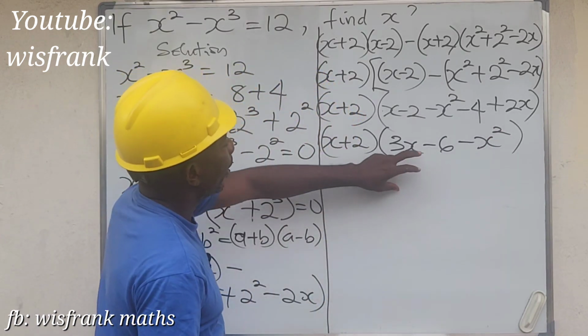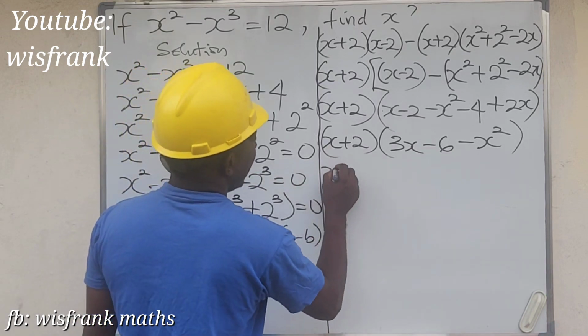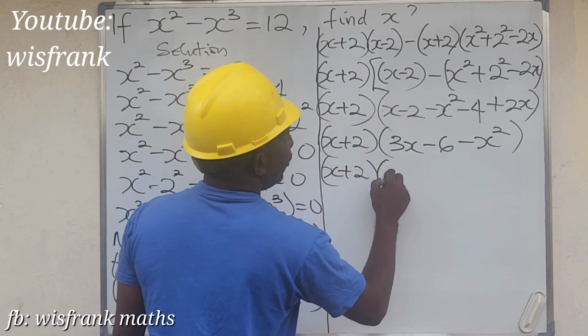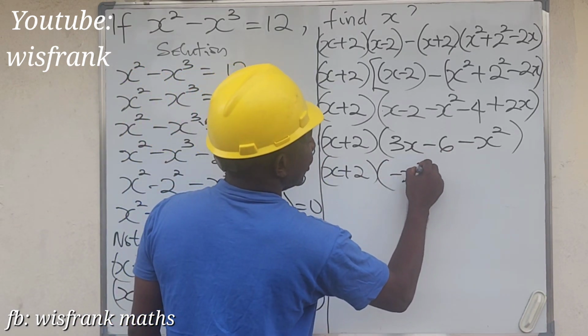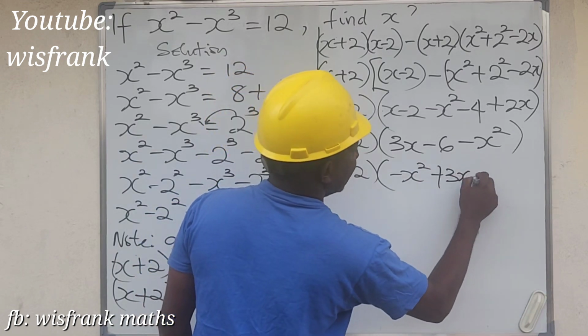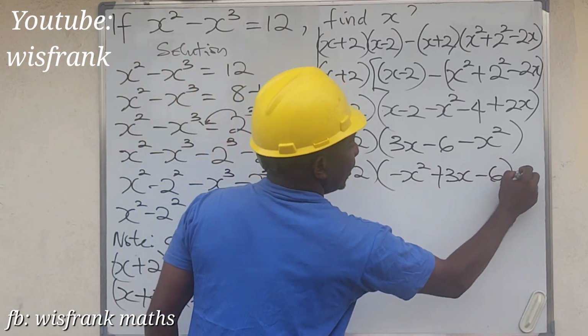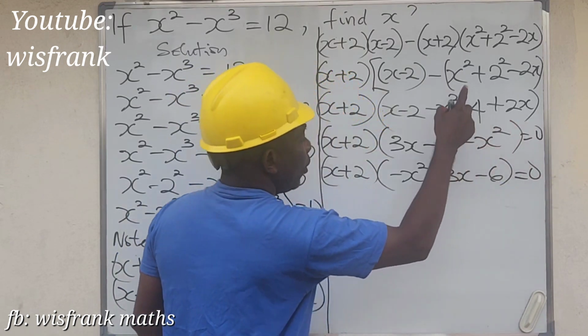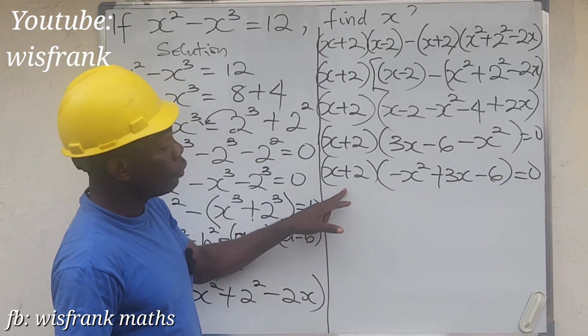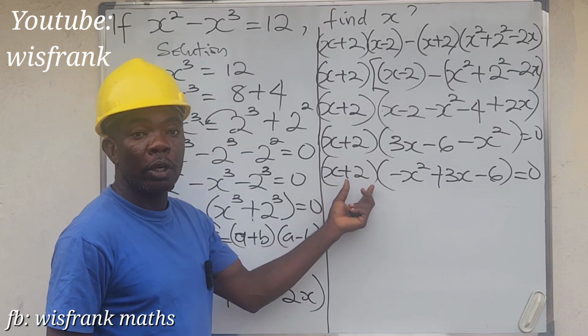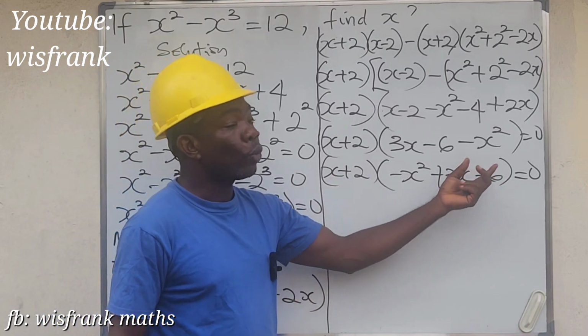So here we can rearrange this. So here will become x plus 2 into, we have minus x to the power of 2 plus 3x minus 6. So here we have two parentheses here. This is all equals to 0. We have two parentheses here. It's either the first one equals to 0 or the second one equals to 0.